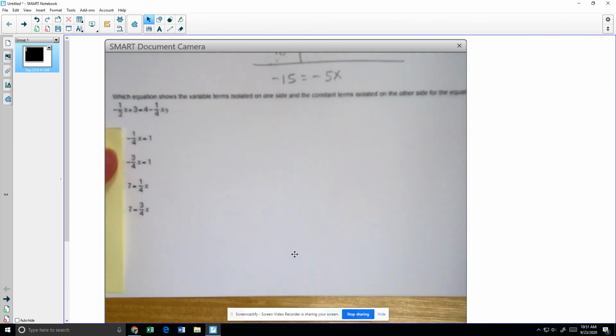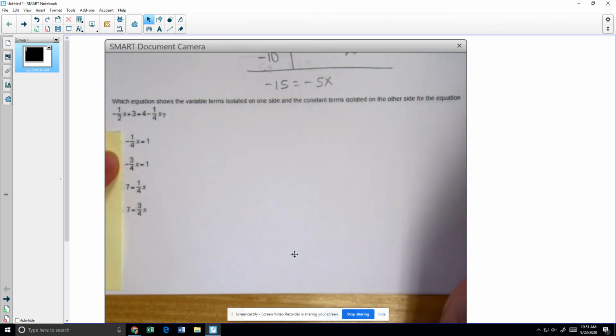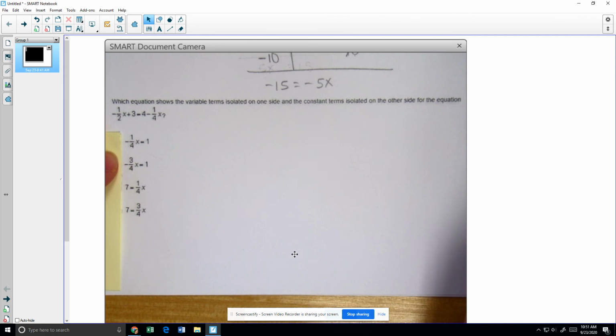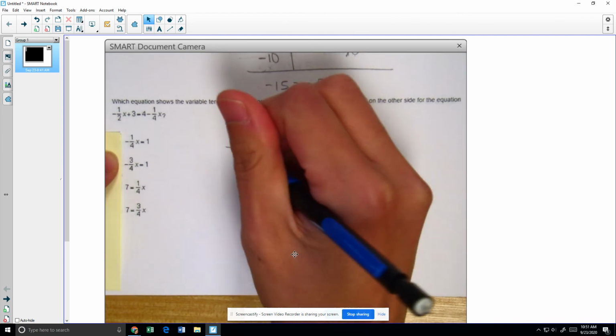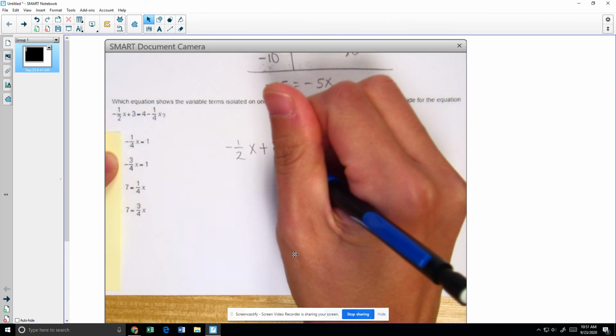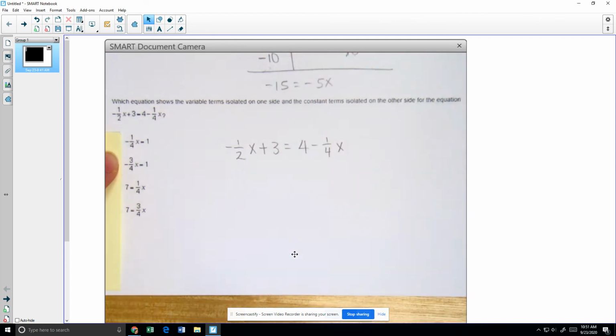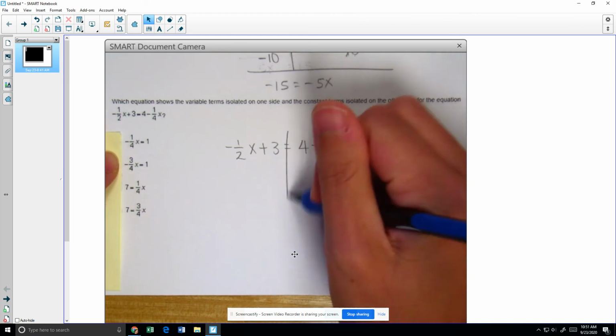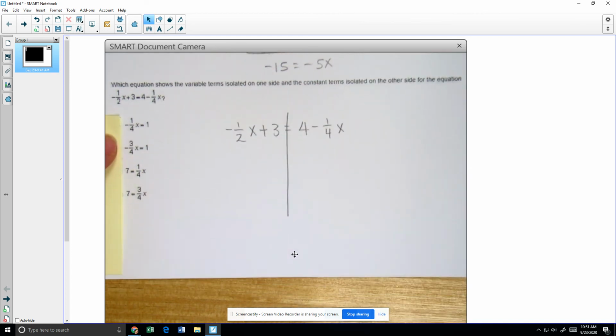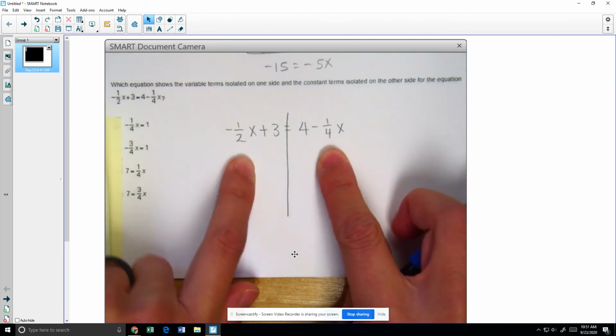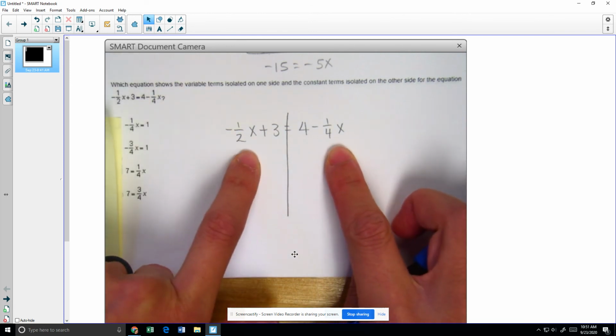Okay, which equation shows the variable terms isolated on one side and the constant terms isolated on the other side? So same exact thing. Which one shows the x's on one side and then the numbers on the other side? Okay, so this is kind of like a crapshoot here. I don't know if they moved the bigger one or the smaller one. So which one do you think we should move first? Bigger one or smaller one?